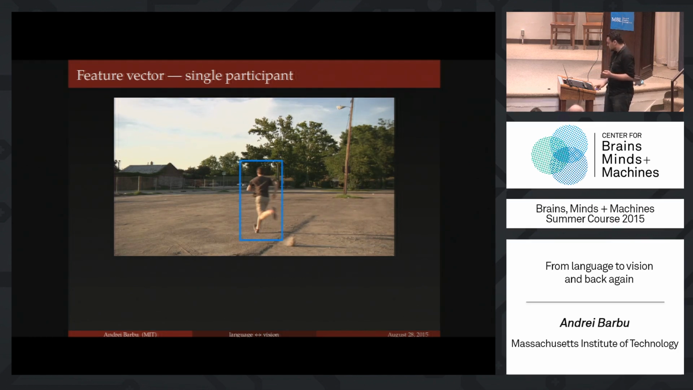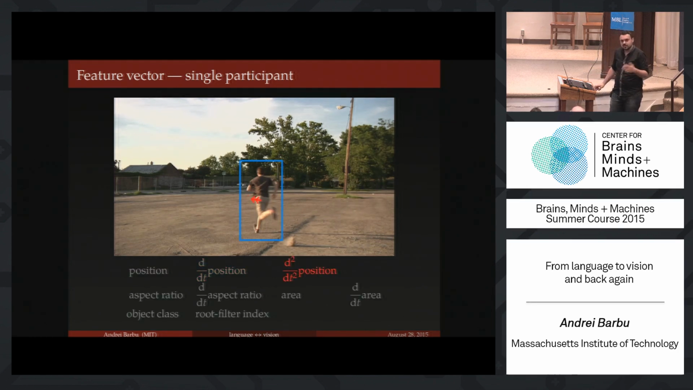You can extract out the average color. You can extract out the position, the velocity, acceleration, aspect ratio. Anything that you want to get out of this frame, knowing that this bounding box is there, you can compute, and the algorithm doesn't care.